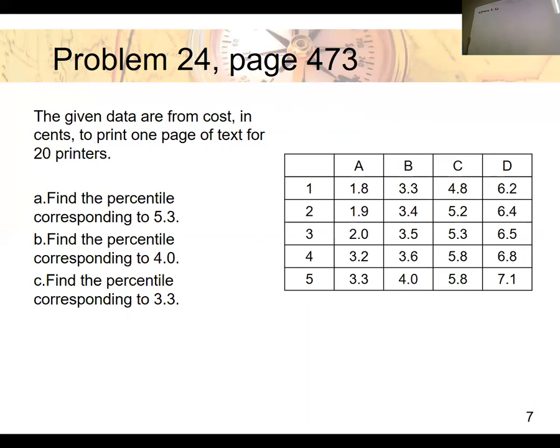Okay. So for 5.3, here's 5.3 right here. We need to count how many data values are less than 5.3. There are 12. Here, this column adds up to 10, then 11 and 12. So there are 12 data values that are less than 5.3.